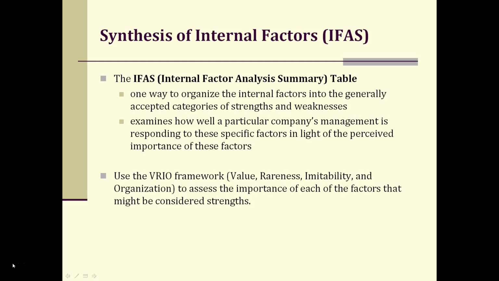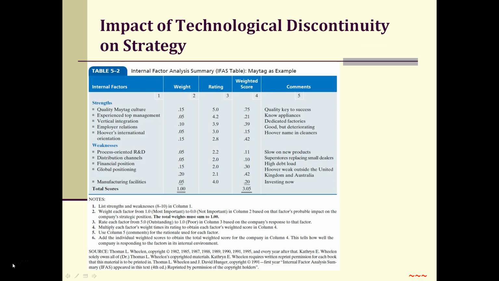So, in this final slide, we have Table 5.2, which represents the IFAS table, and by using the VRIO framework, Value, Rarity, Imitability, and Organization, to assess the importance of each of the factors that may be considered strengths, one can get a good assessment of all these factors.